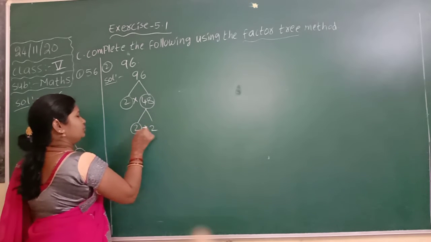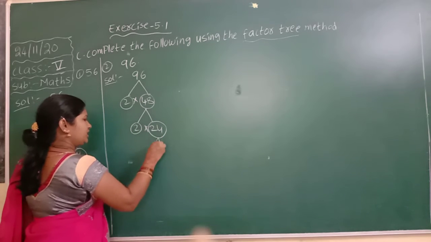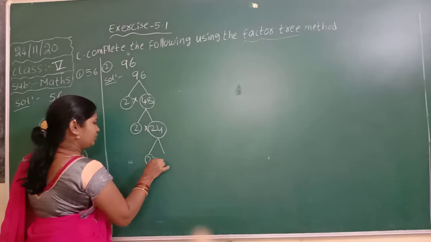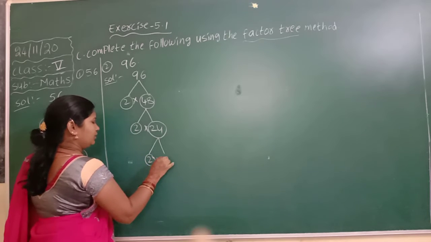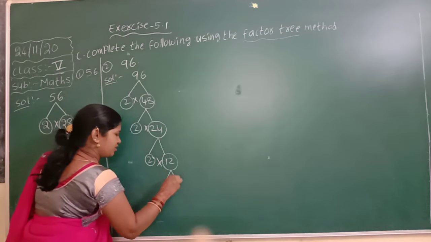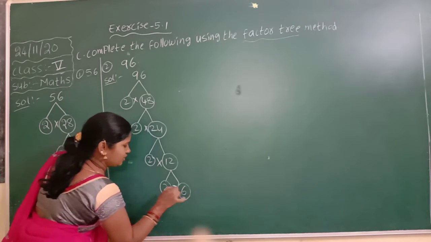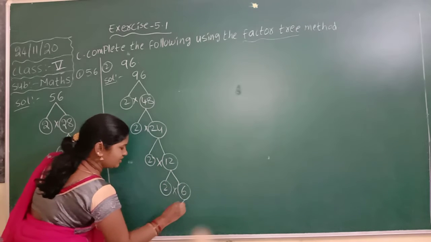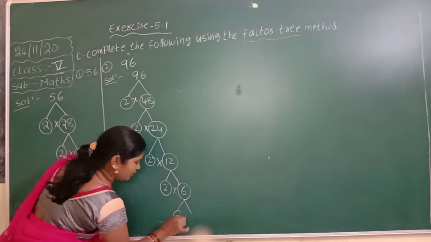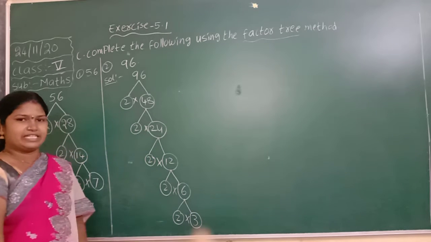Again this 48: 2 into 24, 2 2s are 4, 2 4s are 8. Again this 24: 2 into 12, 2 1s are 2, 2 2s are 4. Again this 12: 2 into 6. If you multiply these two numbers, you will get this number. Next, 2 into 3, 2 3s are 6.